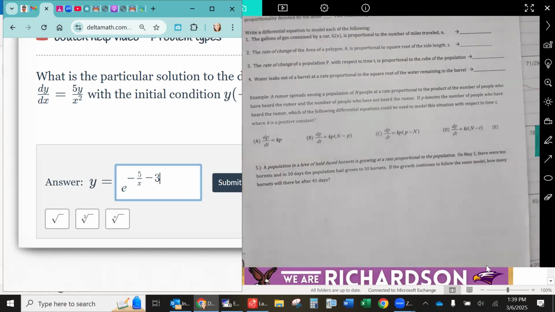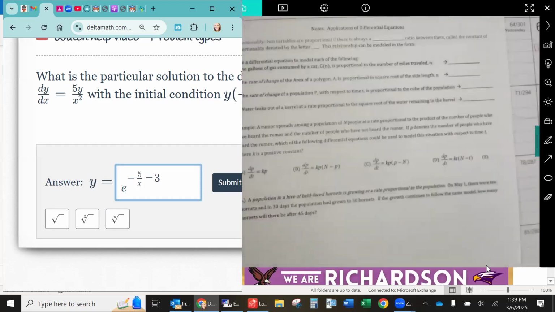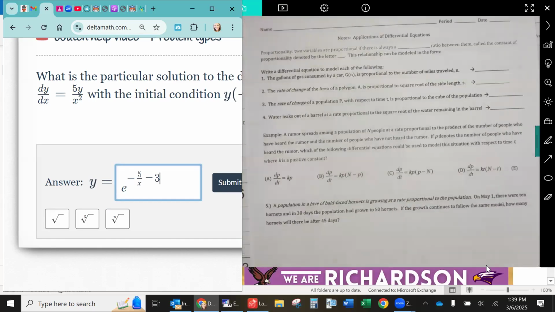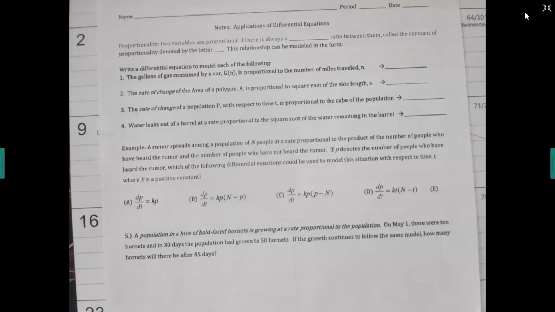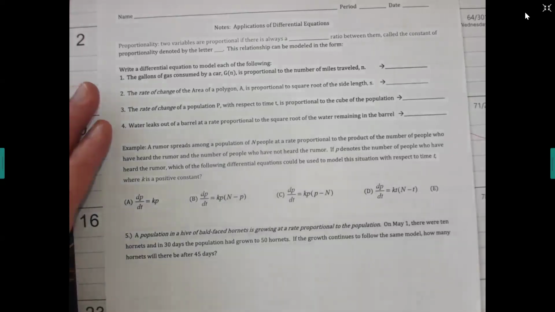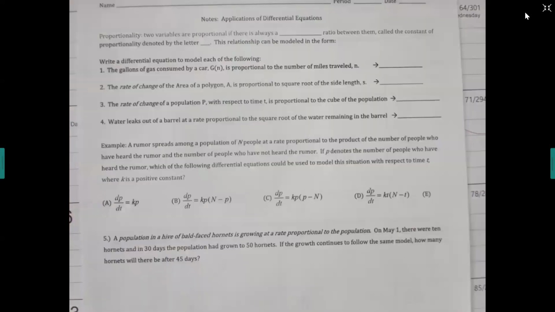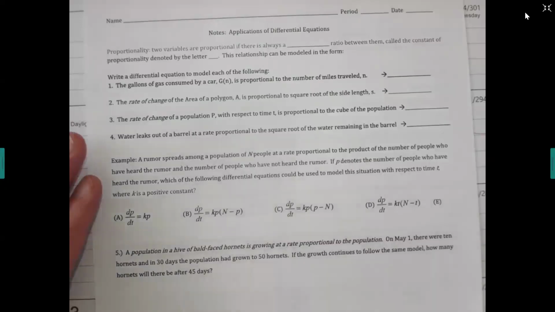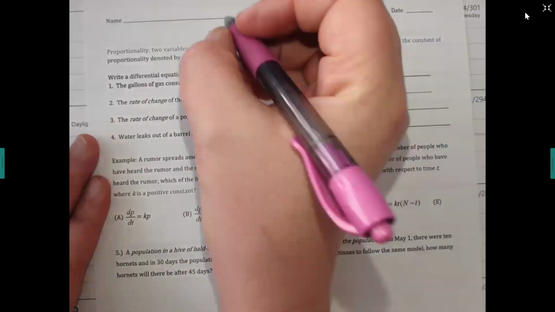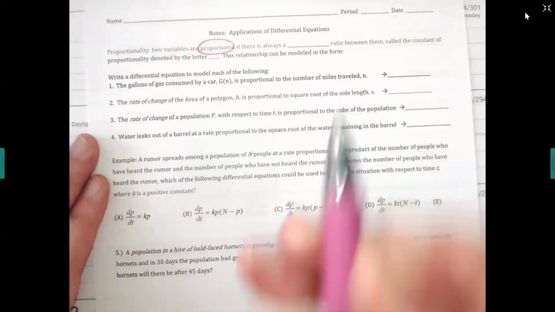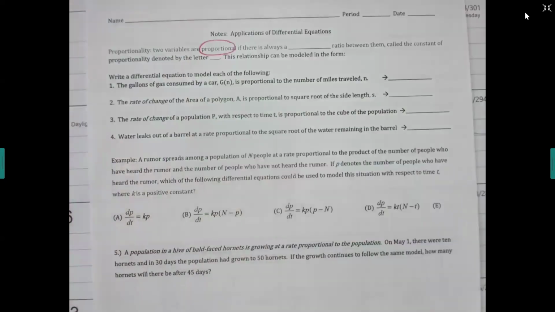Okay, we're going to talk about proportional differential equations. As you can see, we really are only going to do like 3 examples of this because this is a heavier topic on AP, but I didn't give you a new Delta Math. There is no new Delta Math. All right. Okay, so circle the word proportional.